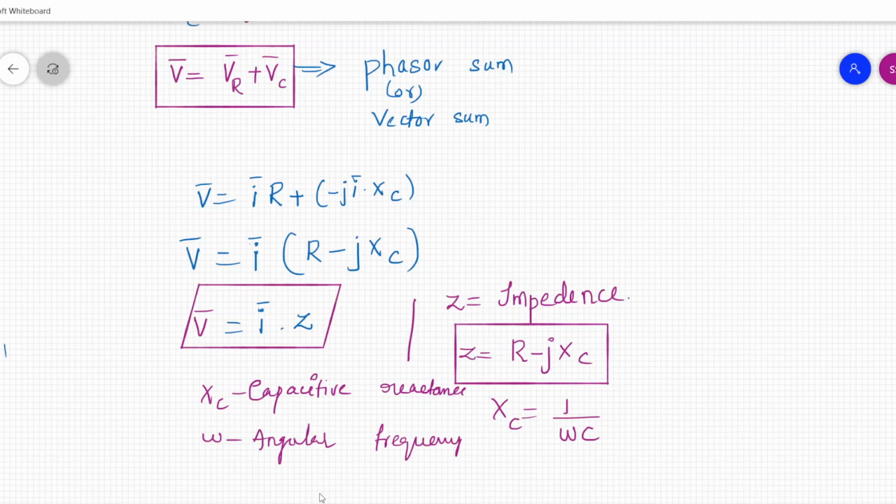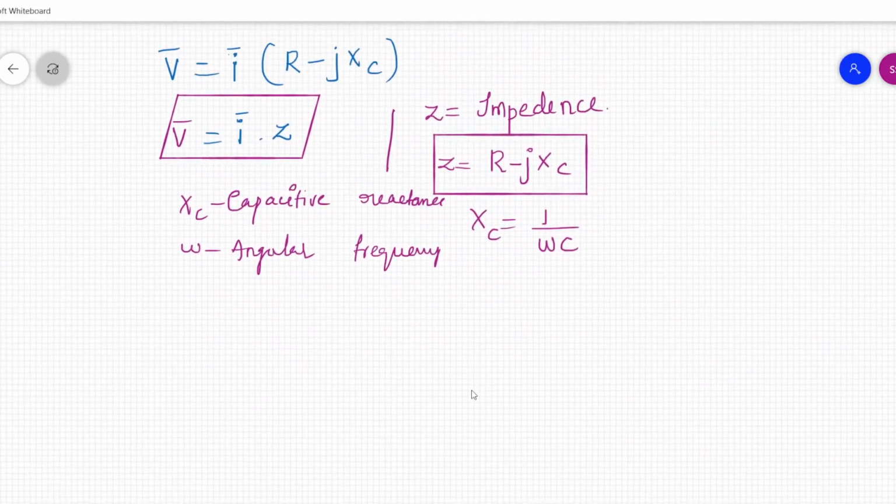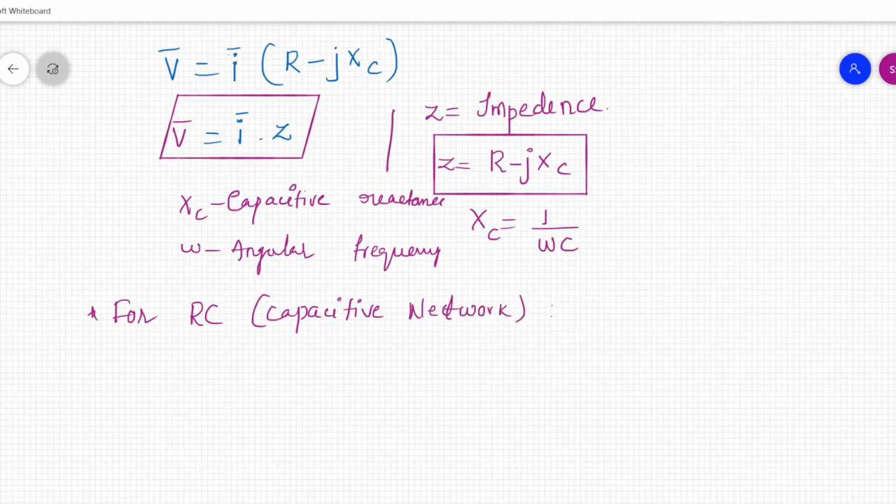We are going to find the impedance angle now. So what is an impedance angle? Just like our power triangle, there is an impedance triangle available. For the RC network, that is the capacitive network, the impedance triangle is different for capacitive and inductive networks. So I'm going to draw this. Here we are having resistor, and the capacitive reactance, it is leading, right?